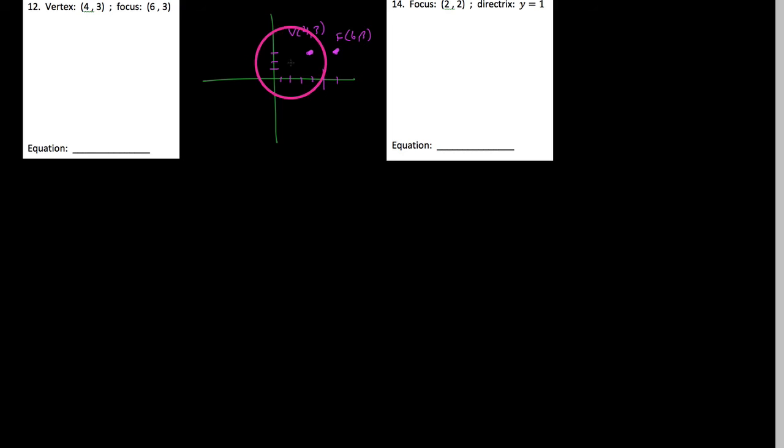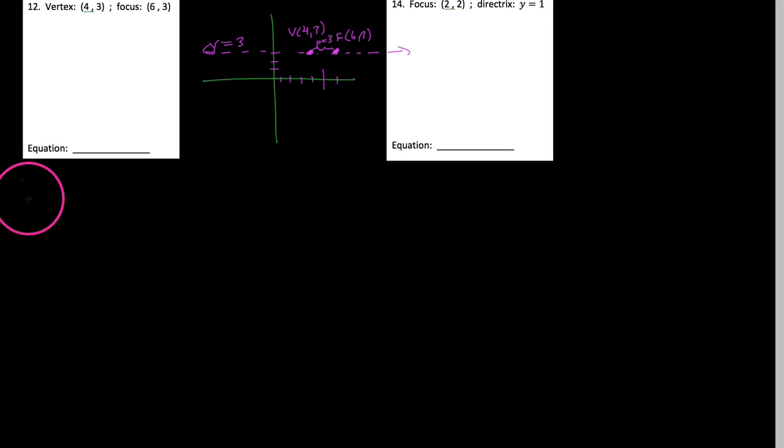But instantly, what I'm able to tell from this is, because my vertex and focus always lie on the axis, this parabola must run left to right here. And so we're going to label this. We say y equals 3 is the equation of our axis here. At the same time, if I go 3 units to get to my focus, and I'm going in the rightward direction, we're going to say that p is a positive 3 here.